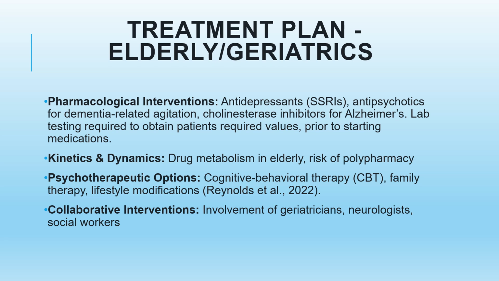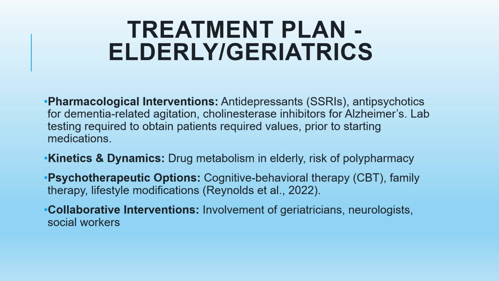With kinetics and dynamics, drug metabolism in the elderly, and also there are risks for polypharmacy, which is also important to consider because of their other disease processes they may be dealing with. There's always a risk of a medication, and sometimes patients having too many medications that they're taking, and to consider some of the contraindications and how some of the medications work with each other.